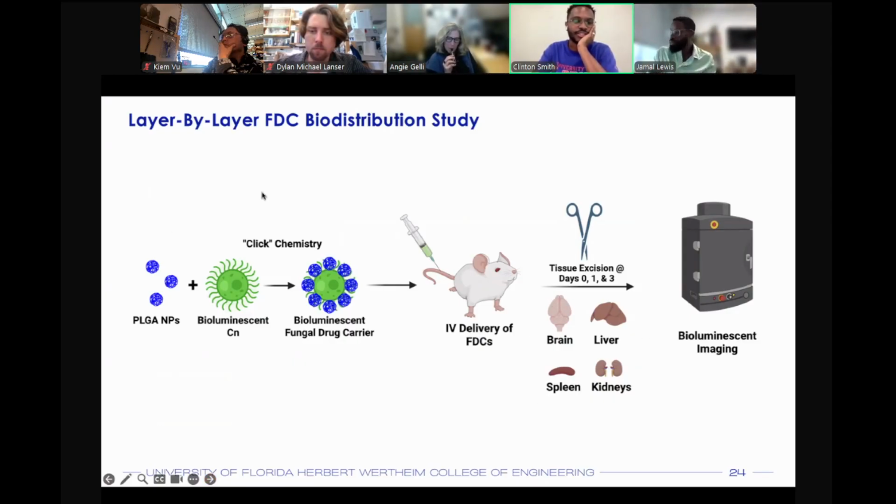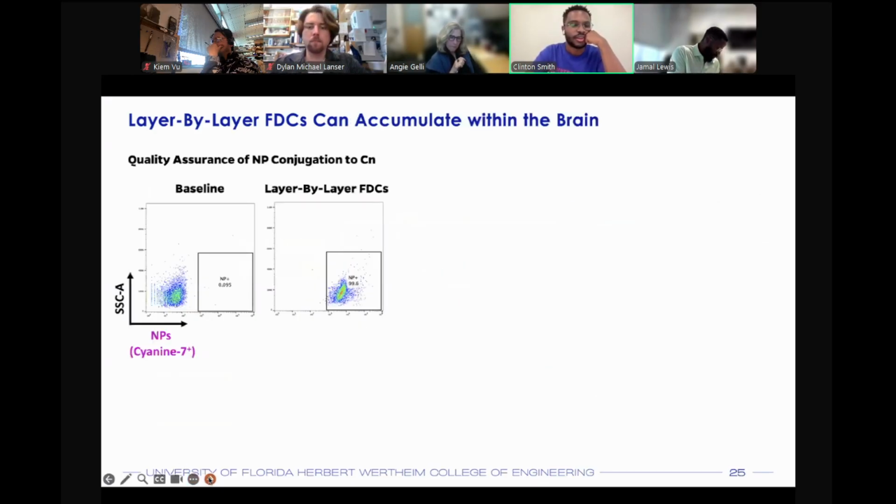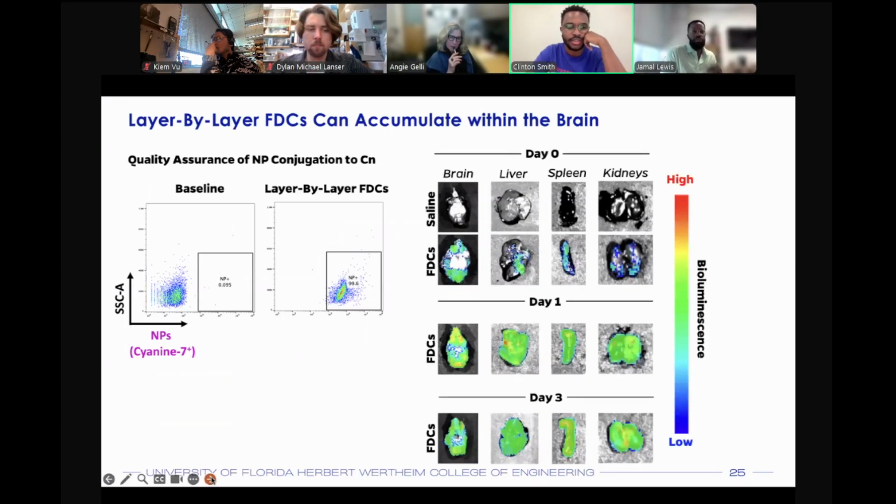And so using this layer by layer approach, in addition to click chemistry, just to really ensure that the particles are stably attached, we conjugated them and injected them IV to some healthy mice, and we excised these tissues and used bioluminescent imaging. And using flow cytometry, I did a bit of quality assurance just to demonstrate that the cells did have nanoparticles attached.